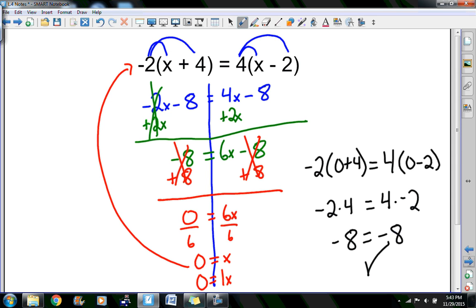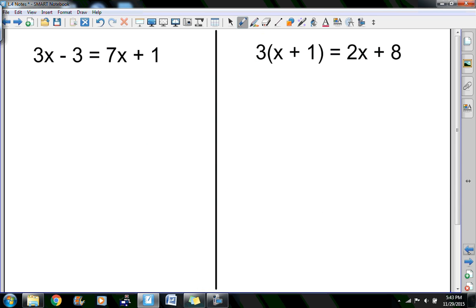All right, so those are some examples. I want you to try these on your own, and you must bring these in to me before you can start the notes.